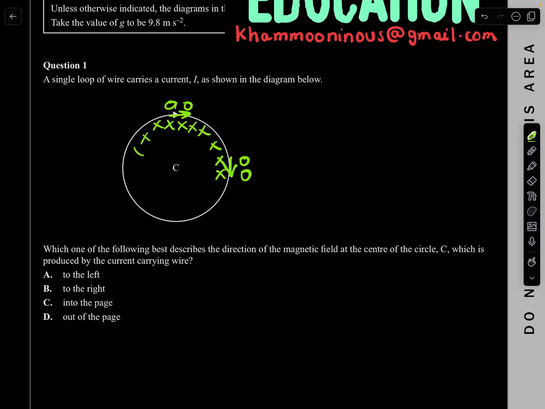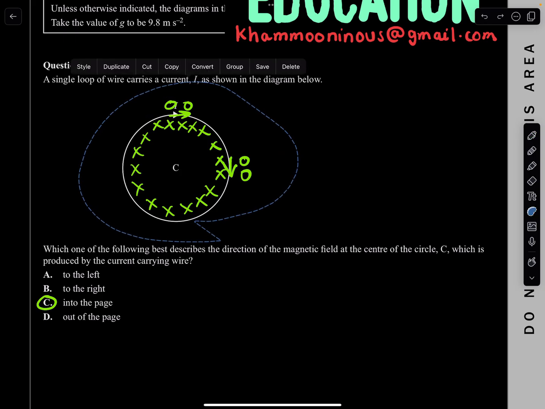The magnetic field is always into the page. And so the question says, which of the following best describes the direction of the magnetic field at the center? Because at the center they're all into the page, C must be into the page. Nice and easy. Whereas outside will be out of the page. Nice and easy, just use your right hand grip rule there.